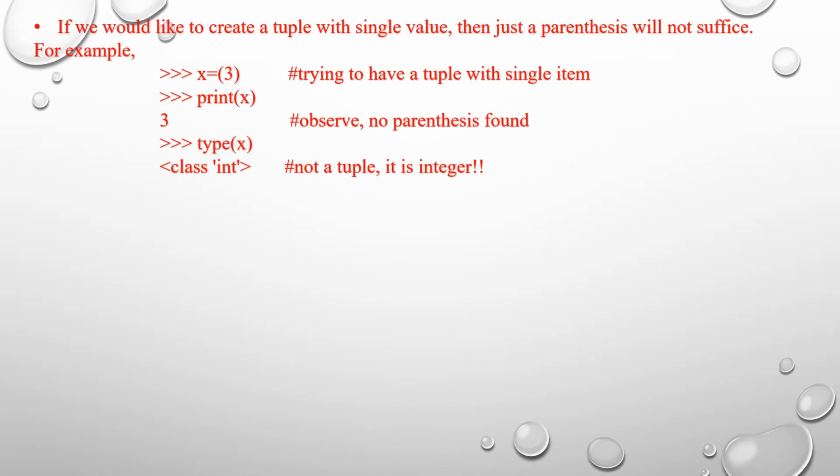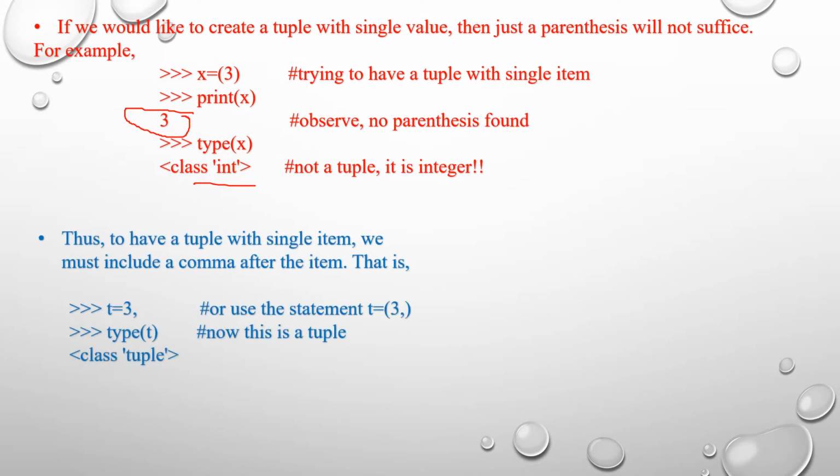If we would like to create a tuple with a single value, then just parentheses will not suffice. For example, x is equal to 3. Here we are trying to have a tuple with a single item. If you print x, the Python interpreter will print 3. Observe that no parentheses are found. The type of x is class int, not a tuple.